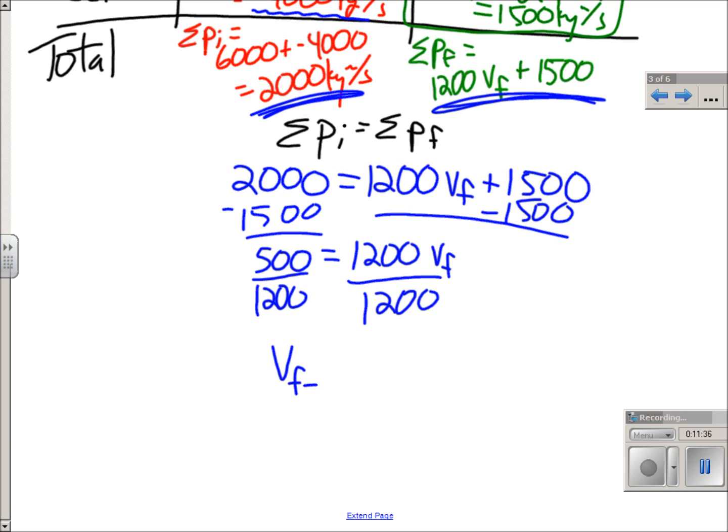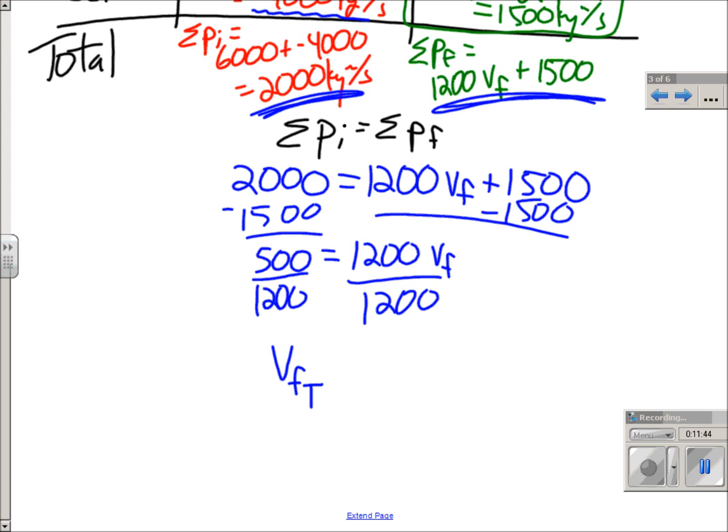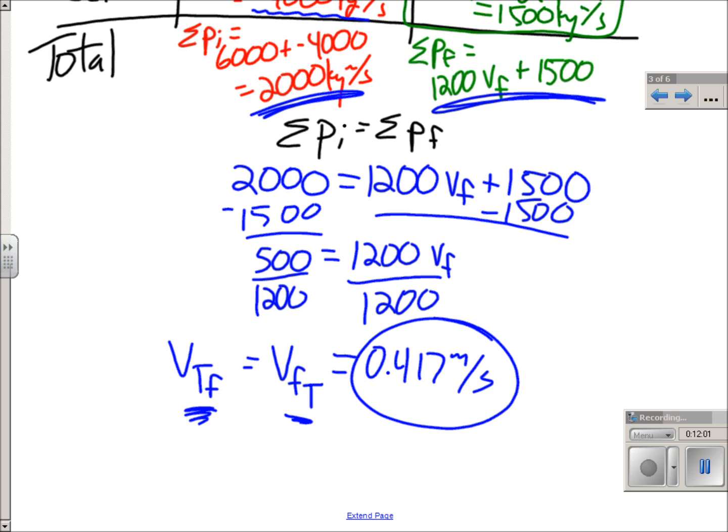a final velocity of our truck. Is that what we were looking for? I don't even remember now. Yes, final velocity of the truck. Oh, sorry. You can call it final velocity of the truck or the truck's final velocity. It doesn't matter. So anyway, 500 divided by 1,200 gives you 0.417 meters per second. Cool? So, there you go. Now, to be honest, that's probably the best method because it's very conceptual and it relies on this idea here that your total momentum is constant.